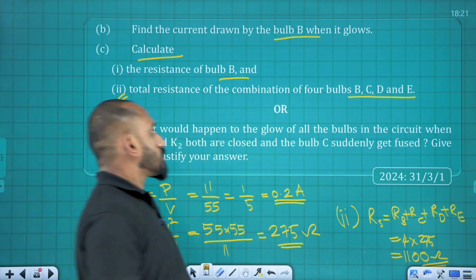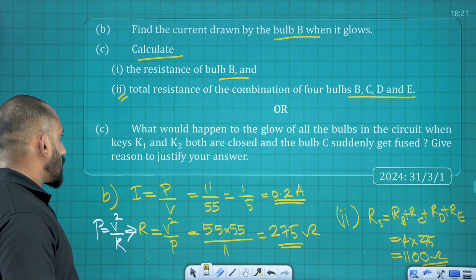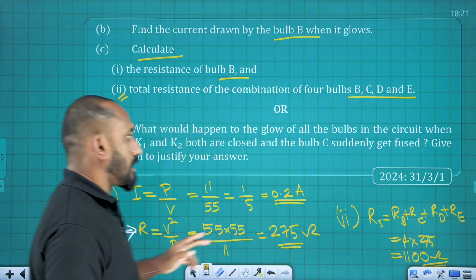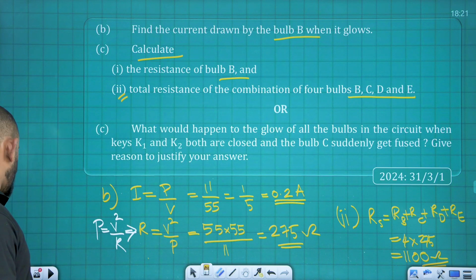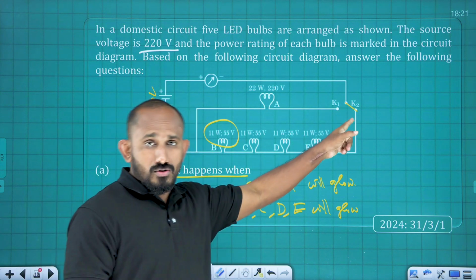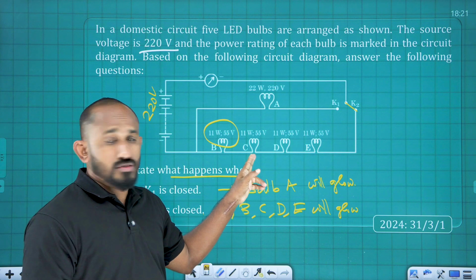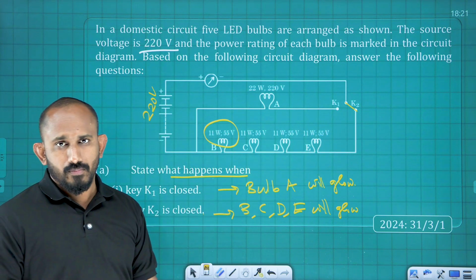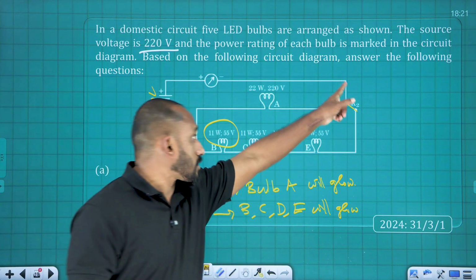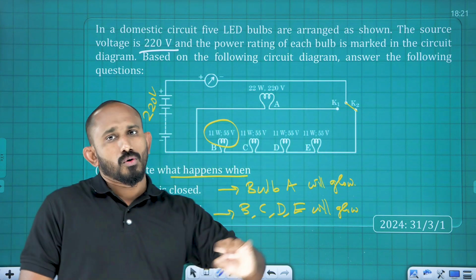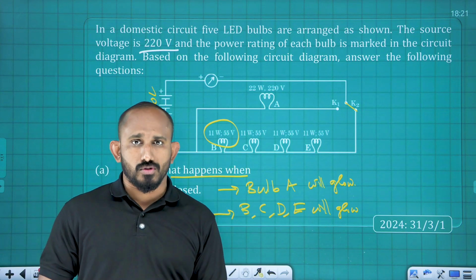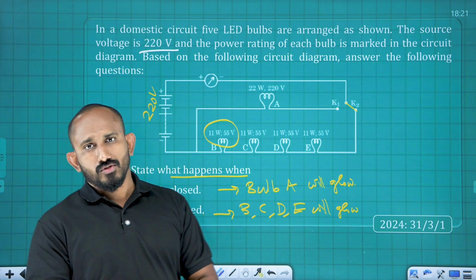What would happen to the glow of all the bulbs in the circuit when keys K1 and K2 both are closed and the bulb C suddenly gets fused? Justify your answer. C is fused, so the second part of the circuit will not work. Only bulb A will glow, because no current passes through the second part, since C is fused. Hope you got it? Let's move to the next question.